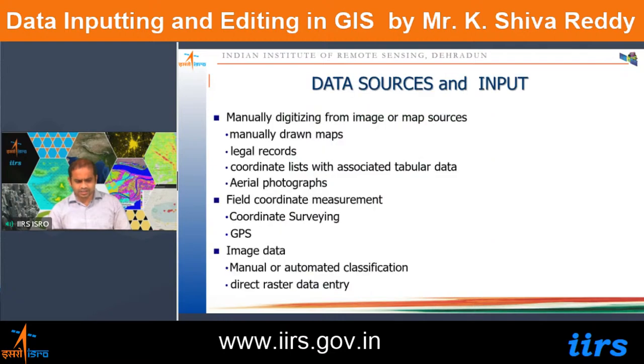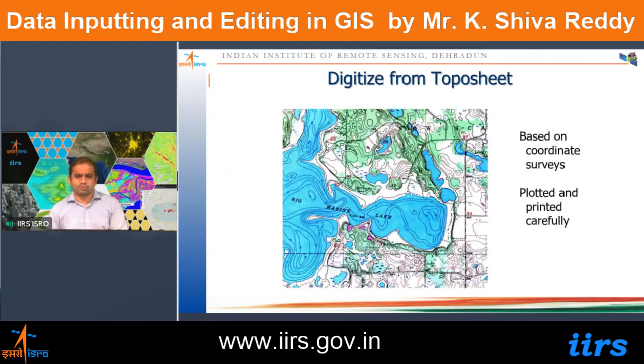So as I was talking about manually drawn maps, the best example is the topo sheets. When you have a topo sheet, these are manually drawn, based on a coordinate survey, using either plane table surveying or other techniques. Finally, a map is drawn, and it is plotted and printed very carefully on paper, or sometimes on paper made with cloth also.